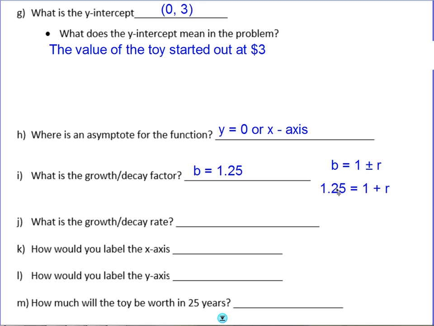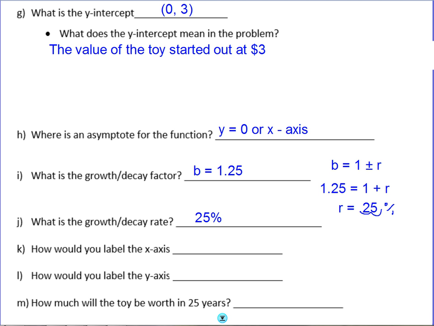So 1.25 was my b. If I'm going to start with the number 1 and end up with 1.25, I'm going to have to add. So that's why I use the plus sign, because I'm getting greater than 1. So 1 plus what would give me 1.25? Well, 0.25. However, rates are expressed as percents. So we move the decimal over 2 times, stick a percent sign by it. So our rate is 25%.